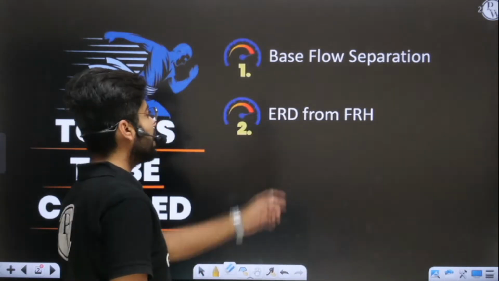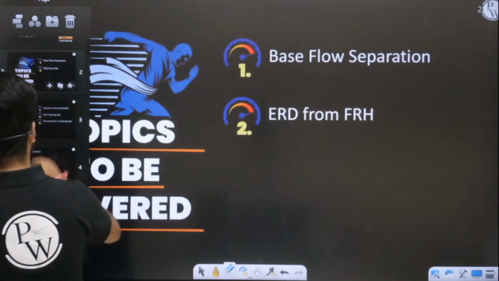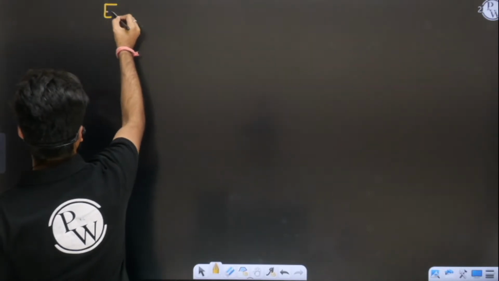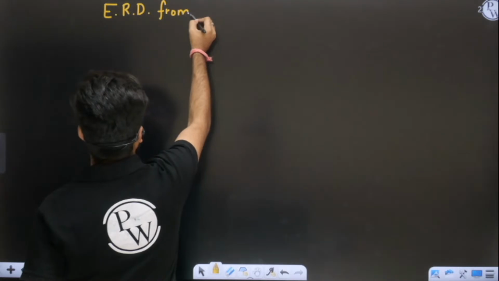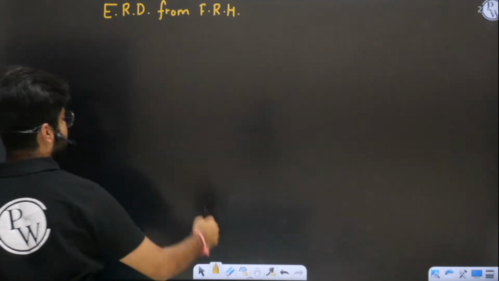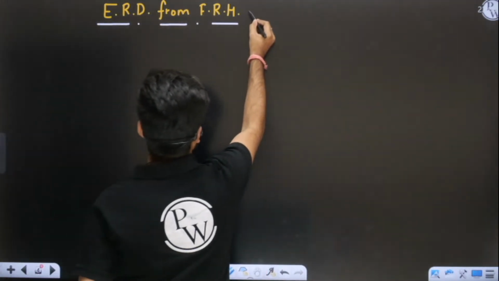Now we are going to discuss effective rainfall depth from FRH. This is our first topic. I will tell you how to find effective rainfall depth from the flood runoff hydrograph. We have 4 steps, and I will show you some questions based on this, and how questions can come in your GATE examination. We'll discuss them one by one.